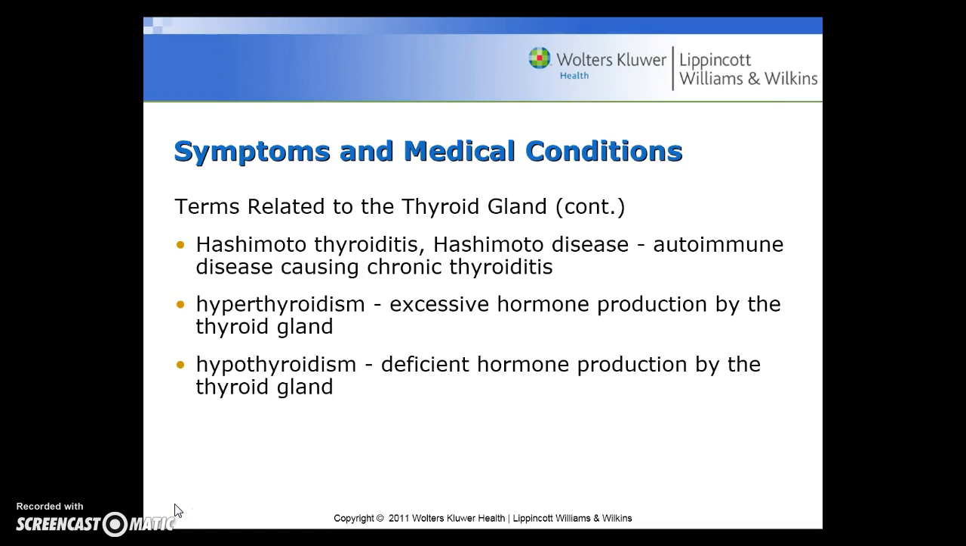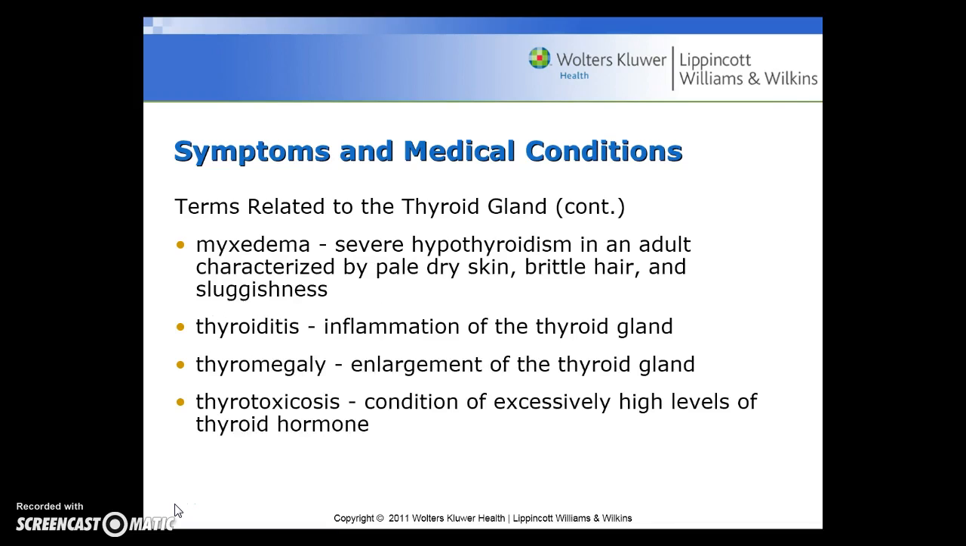Terms related to the thyroid gland: Hashimoto's thyroiditis, or Hashimoto's disease. That's an autoimmune disease causing chronic thyroiditis. Hyperthyroidism is excessive hormone production by the thyroid gland. Hypothyroidism is a deficient hormone production by the thyroid gland. Myxedema is severe hypothyroidism in adults, and that's characterized by pale, dry skin, brittle hair, and sluggishness.